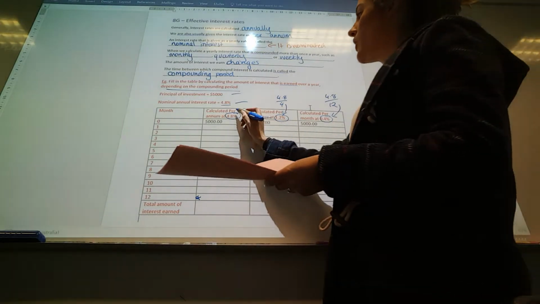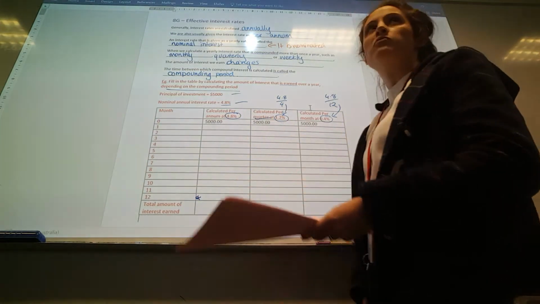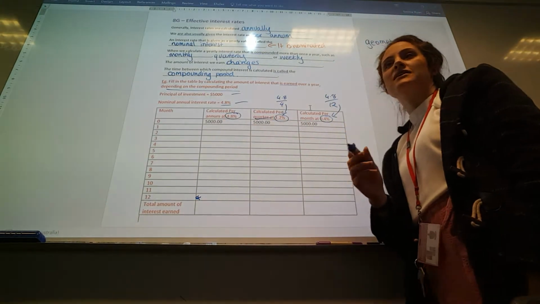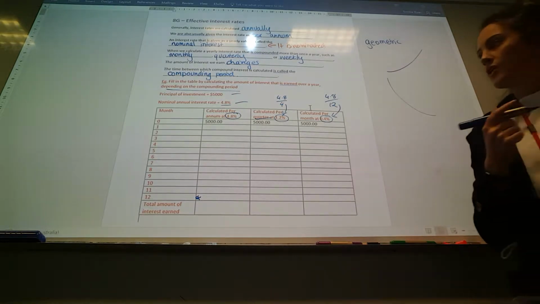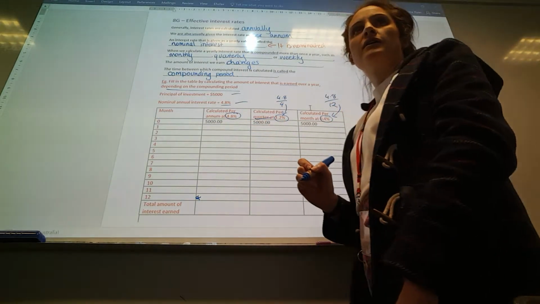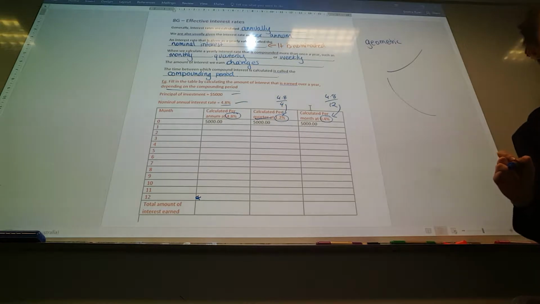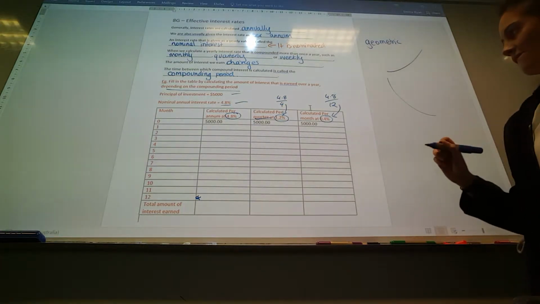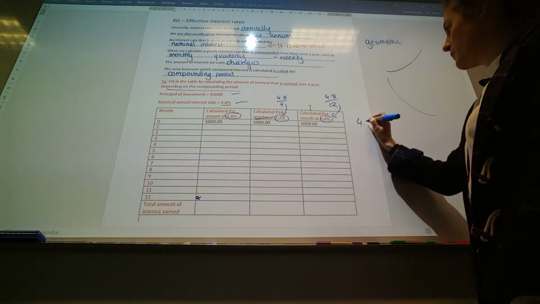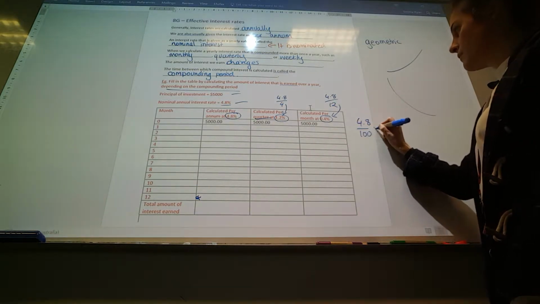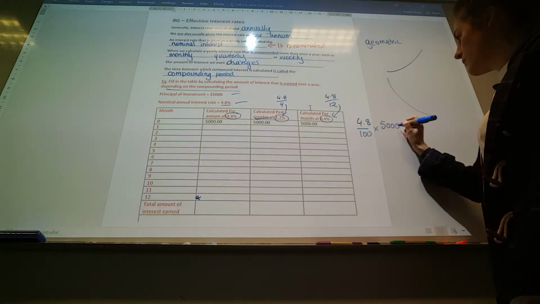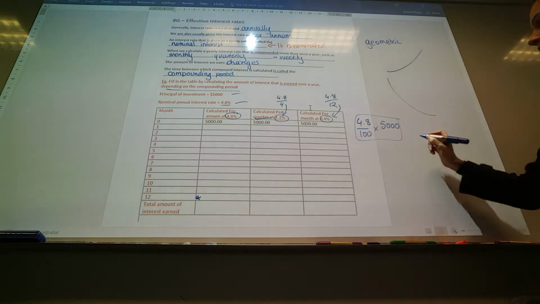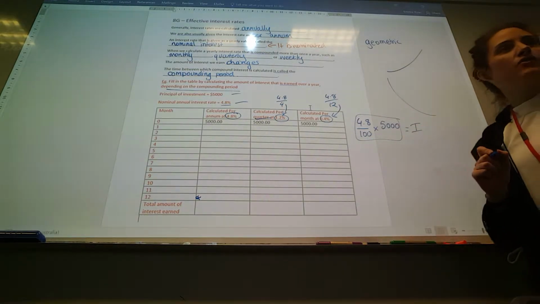All right, so we need to work out what 4.8% of 5,000 is, and that's how much interest we're going to get. So how would we work that out? How do we work out 4.8% of 5,000? 4.8 over 100 times 5,000. Yep. So put that into your calculator, and this is going to tell us how much interest we will have earned.